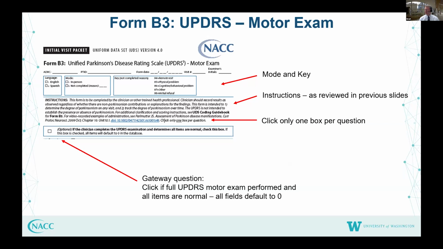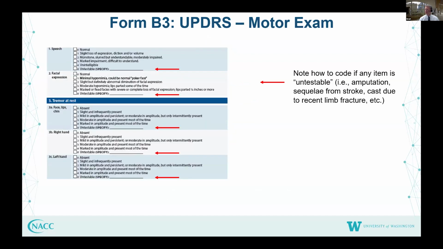The instructions I just went over, and then each of the 27 items on the UPDRS is a checkbox, and you just check one box per question. For a lot of people, if they have a normal exam, this should be easy. You just check that box shown here: if the full exam was done and it's all normal, check this box and you're done. If there are any elements of Parkinsonism, then it is important to record it.